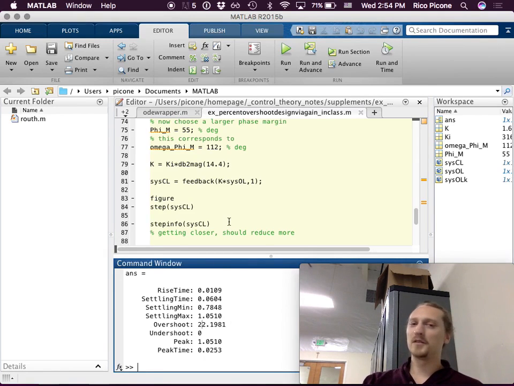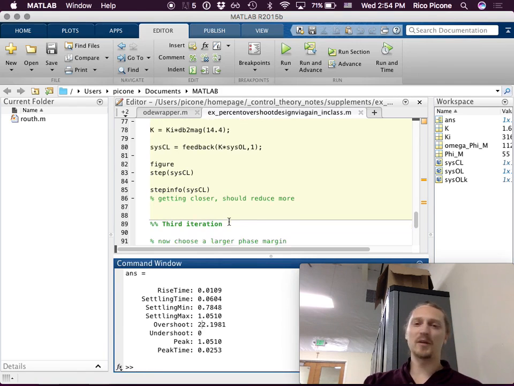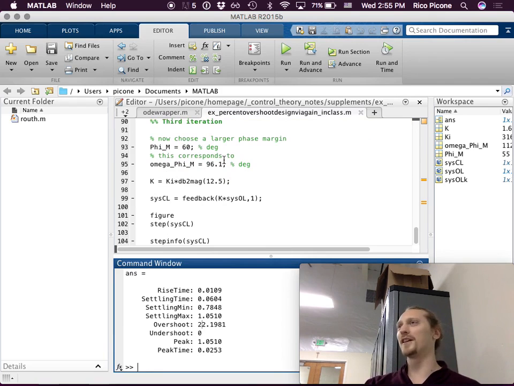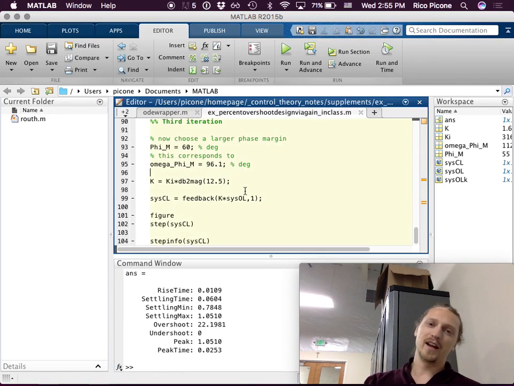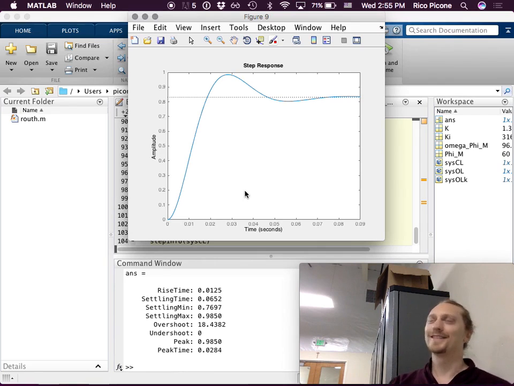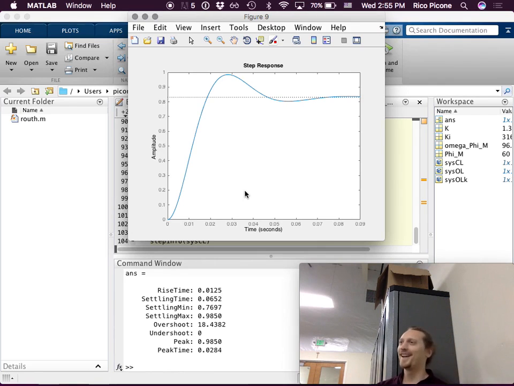Quite frankly, just changing the gain manually is probably the way to go from here. But we could do a third iteration to 60 degrees of phase margin. And goodness, I bet this is going to work. What do you guys think? Oh, look, 18.4. So we actually undershot or whatever. And somewhere in there, we could iterate some more if we wanted to. Or we could just adjust the gain iteratively.